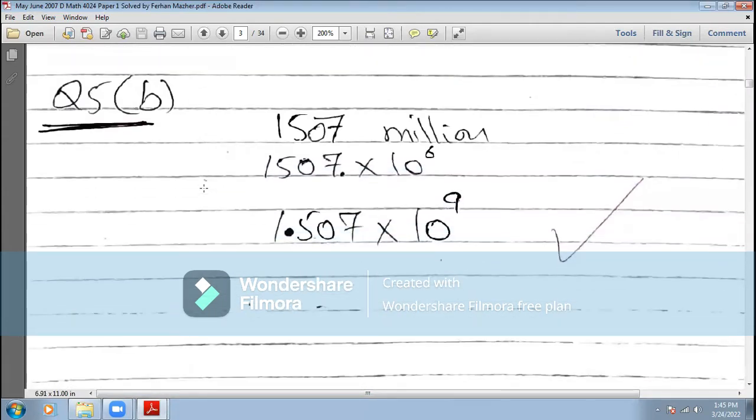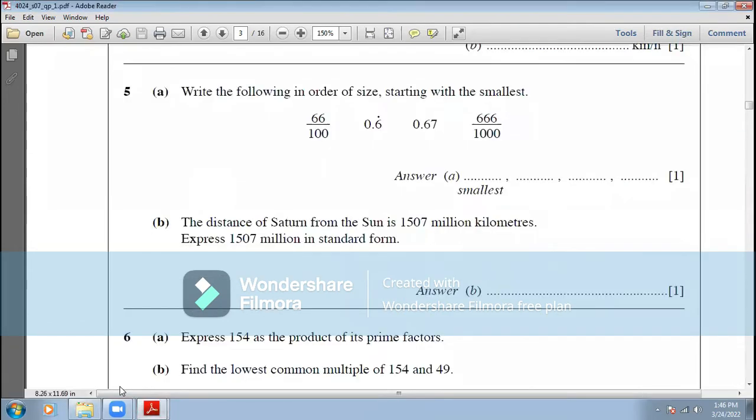So 1507 million. So million means 1507 into 10 raised to power 6. Million means 10 to the power 6. So now I will move the decimal because this is not the standard form. So I will move the decimal 3 steps to the left. So 3 power will be added into the exponent. So 1.507 exponent 9. So that's the answer. The unit is kilometers.